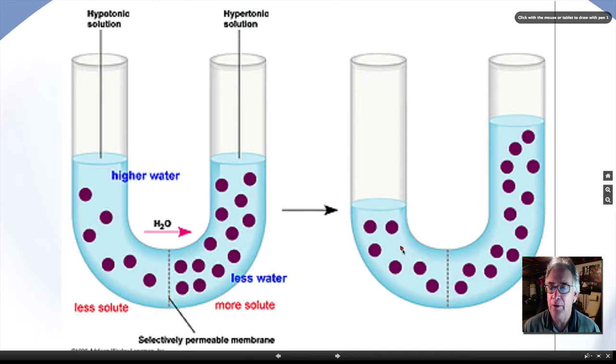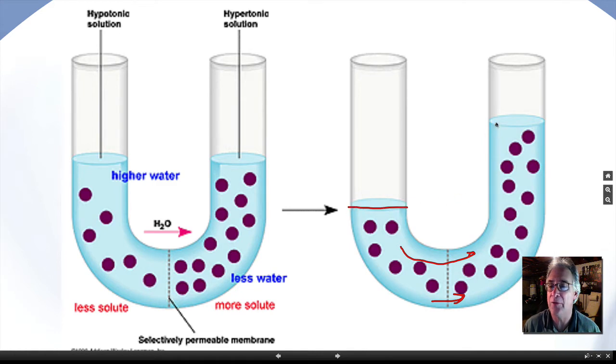Once the water starts to level off and it hits the same concentration of water molecules, that's the key, because the semi-permeable membrane prevents the solutes from going back and forth. You're going to see a difference in a gradient in the height of the water in each of these tubes.